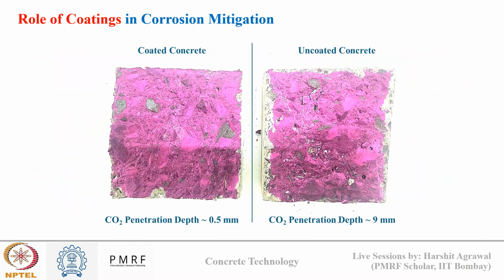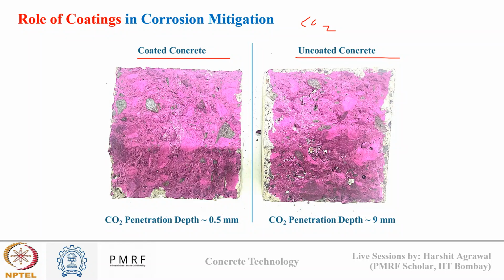Now, often we apply coating on concrete surface which acts as an initial barrier against ingress of aggressive ions. Okay, so these two images show an example of how coating delays CO2 ingress. The image on the left is of a concrete which was coated by an anti-carbonation paint, while the image on the right is a concrete which was not coated with any paint.